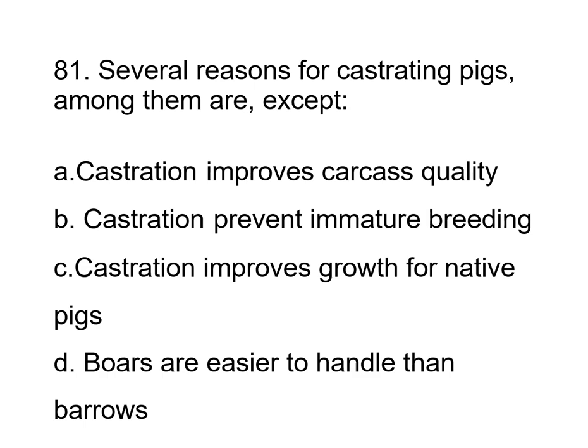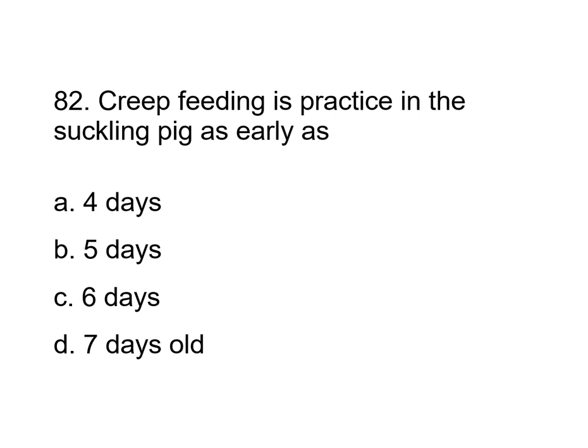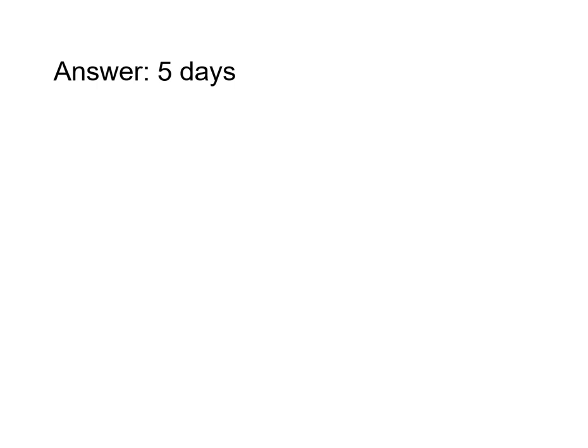The answer is, boars are easier to handle than barrows. Number 82. Crib feeding is practiced in the suckling pig as early as A. 4 days, B. 5 days, C. 6 days, D. 7 days old. The answer is 5 days.